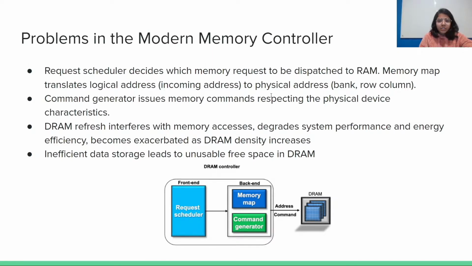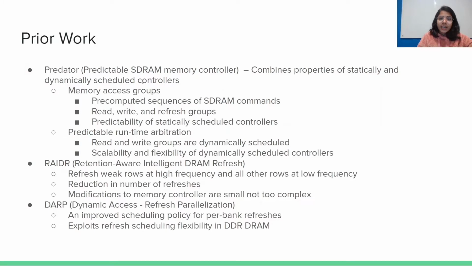However, these DRAM refreshes, if implemented conventionally, interfere with the request accesses and significantly increase access latency. Further, naive memory mapping approaches lead to inefficient use of available space in memory, such that the memory cannot hold data continuously due to fragmented available spaces in the memory.